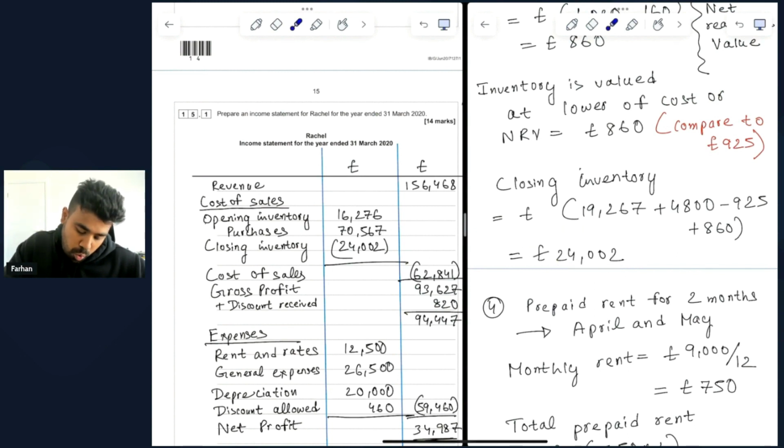And once you do all this, you should get a cost of goods sold of £62,841. Again, you can see this is in brackets, which reflects that the total for cost of goods sold will be subtracted from the net figure for revenue that we have. And when you do that, you should get a gross profit of £93,627. We also need to check for any other income that you can have during the year.